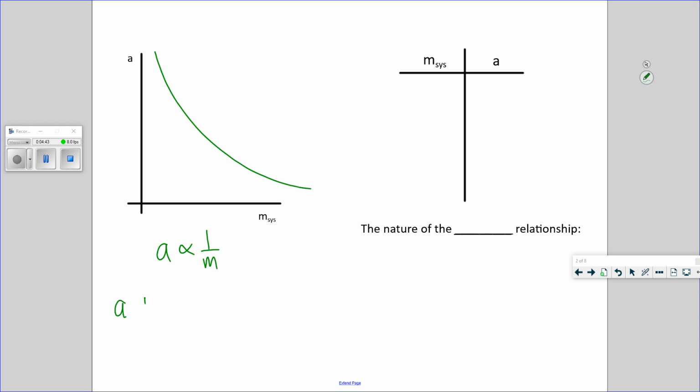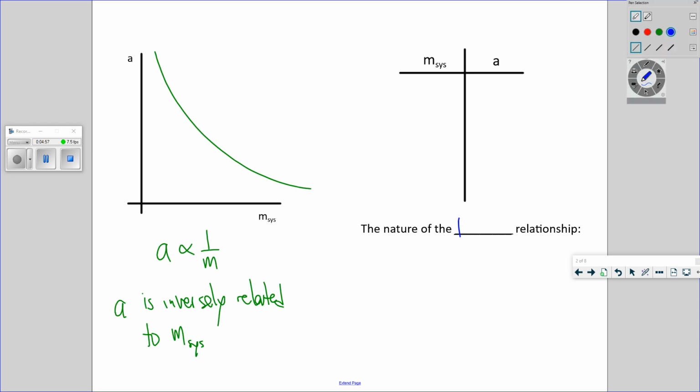This says A is inversely related to system mass. All right, so what's the nature of the inverse relationship? Well, some system of mass m with a certain net force applied to it accelerates at a rate a. Well, here's why I said don't draw that graph yet. Watch this. We'll make as perfect a graph as we can. Here's a data point, mass M, acceleration A. That's arbitrary, but here's a data point.